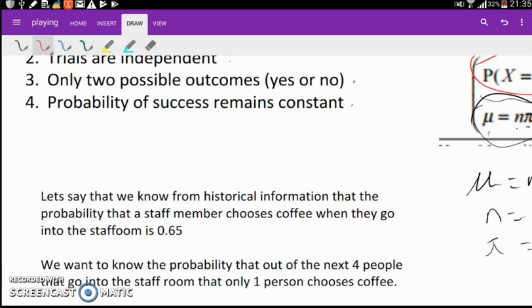So let's say we know from historical information that the probability that a staff member chooses coffee when they go to the staff room is 0.65. Now there's our fixed probability. It remains constant throughout. Sometimes we have to make assumptions that this does remain constant throughout because it could depend on all sorts of things, time of day, etc. We want to know the probability that out of the next 4 people that come to the staff room, only one of them chooses coffee.